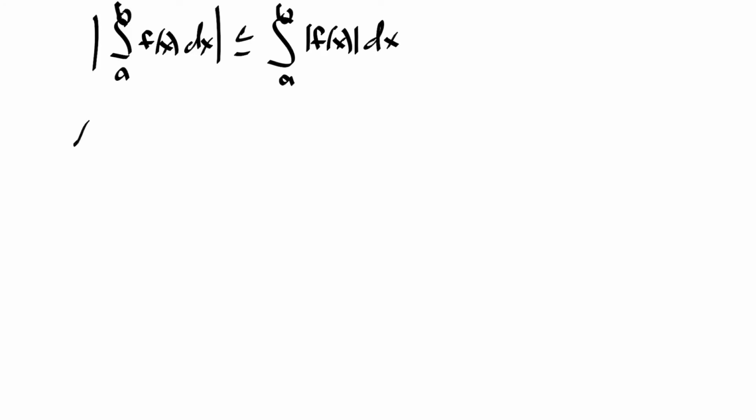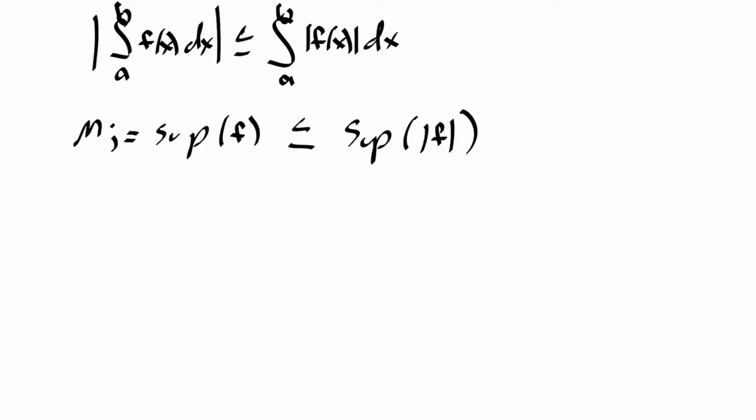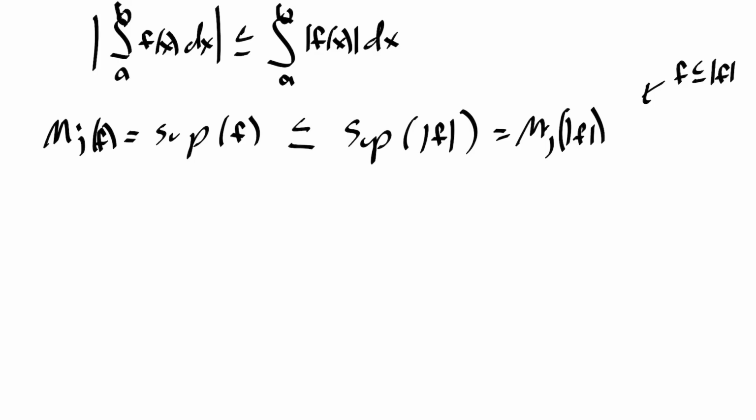So let's start with just a quick observation, right? And that is that if I let mj be the sup of f, and then I compare that, well, that should actually always be less than or equal to the sup of the absolute value of f. And we can see why this should be the case. We'll call this mj of the absolute value of f. And tell you what, we'll call this one mj of little f. Okay, and this should be pretty obvious.